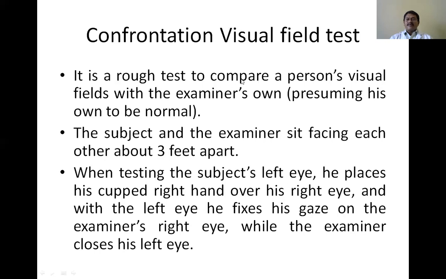It is a rough test comparing the person's visual field with the examiner's own. The subject faces the examiner at a distance of 3 feet, or 1 meter. When testing the subject's left eye, he places the cuff of the right hand over the right eye, and with the left eye he fixes his gaze on the examiner's right eye, while the examiner closes the left eye. The opposite eyes you have to fix.